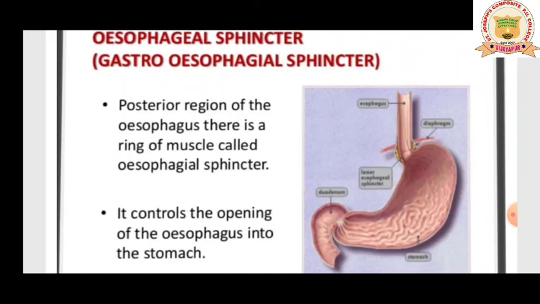As the food passes from the mouth to the buccal cavity, then it comes to the esophagus. From the esophagus, it has to go and settle down in the stomach. Till it settles down in the stomach, there is, I can say, a door between the esophagus and the stomach. So it controls the opening of the esophagus into the stomach. Is it clear? I hope it is clear to you all.